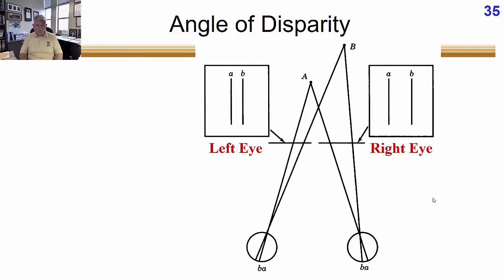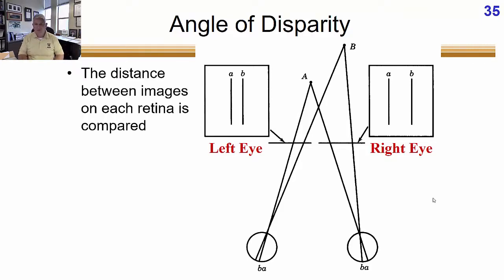So if we have 2 points in space, A and B here, they are going to project on 2 points on our retina. Because they are not even with one another, because B is further away, the difference between the distance between B and A on the right eye is going to be greater than B and A on the left eye.